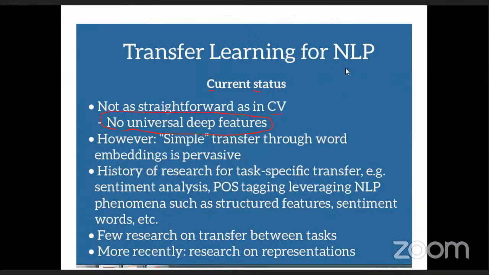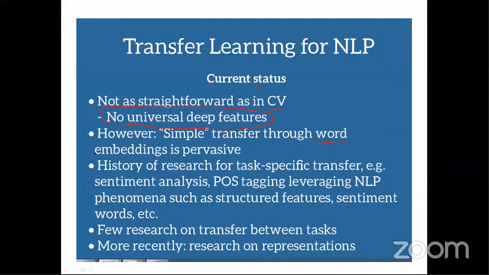This is the current status of transfer learning models with respect to language processing. In computer vision we have deep features. In NLP we don't have deep universal features, but we have something called word embeddings. A simple transfer through word embeddings is possible now. That is the current state. A lot of research is going on in NLP to come up with deep features, but still everything depends on word embedding models.